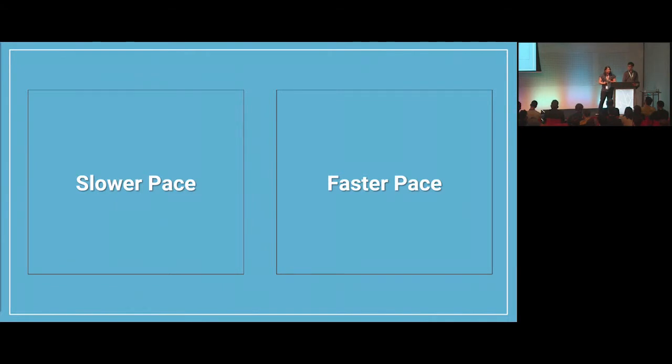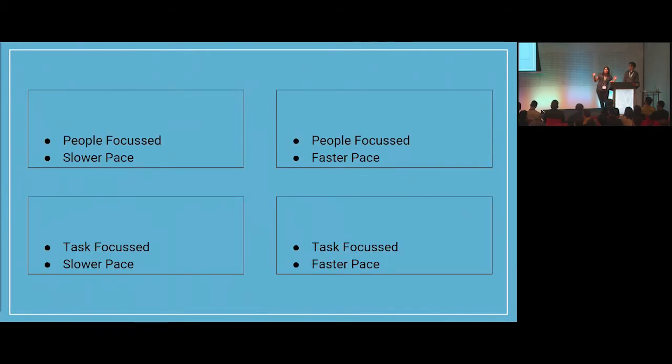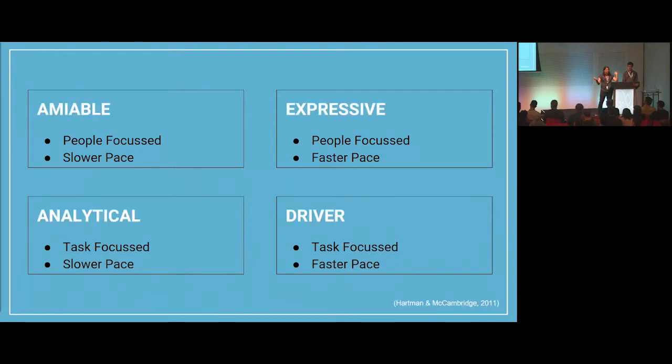All right. This relates into four quadrants. They're effectively different ways where you are people-focused in the way you think, or you're task-focused, and you can work at a slow pace or a fast pace, as I discussed. This relates to four areas of communication styles. So there's amiable, expressive, analytical, and driver.